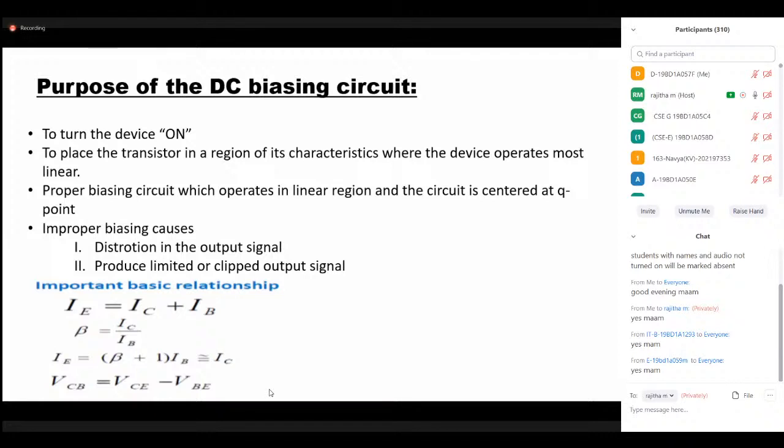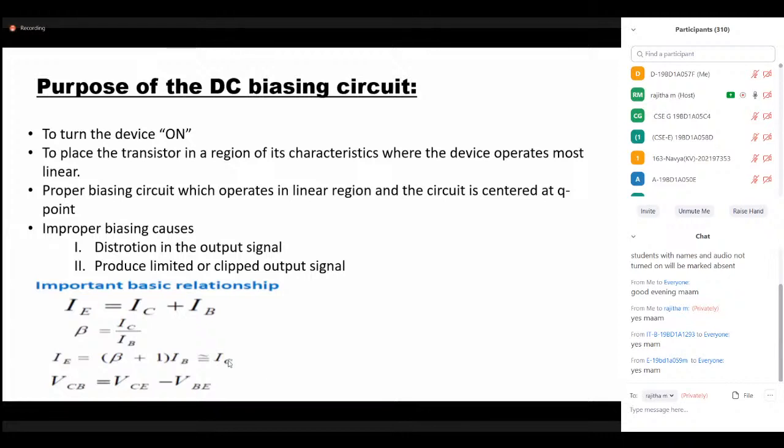Next, the third point is a proper biasing circuit which operates in the linear region and the circuit is centered at a Q point, or your quiescent point. So a proper biasing, or properly applied DC voltages, can manage the quiescent values on a DC load line, which maintains that quiescent point exactly at the center of the active region. Now, if I move that quiescent point towards your saturation region or towards your cutoff region, what will happen? That we'll see in the next slide.